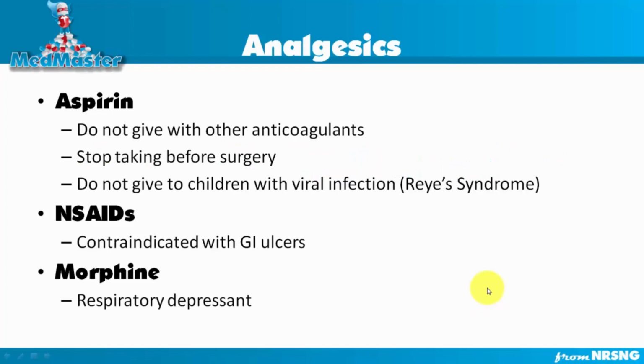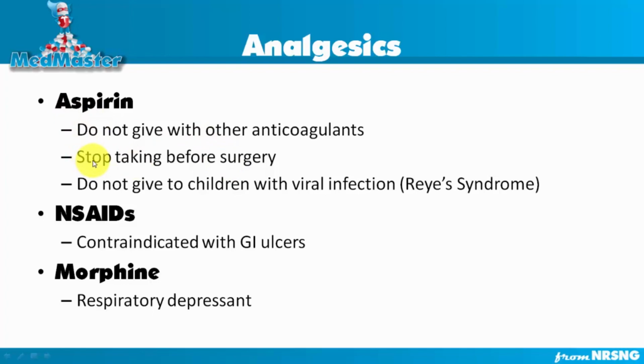The first medications we're going to talk about are going to be analgesics, and we're going to talk about three different ones here. We're going to talk about aspirin, NSAIDs, and morphine, okay? So with aspirin, a couple things to keep in mind here is that it actually works as a blood thinner, so we don't want to give aspirin with other anticoagulants if possible, okay? We don't want to thin out the blood too much and cause all the risk of bleeding and things like that. It's also important to stop taking before surgery.